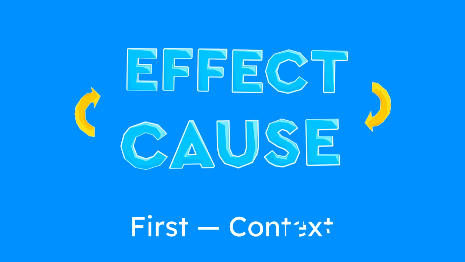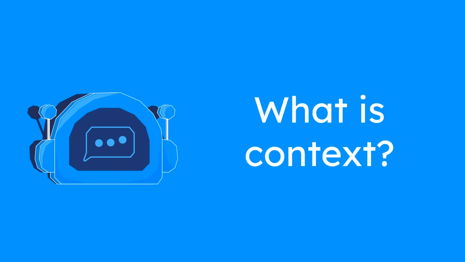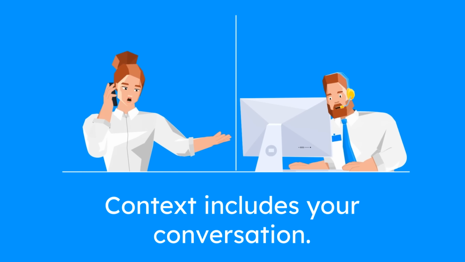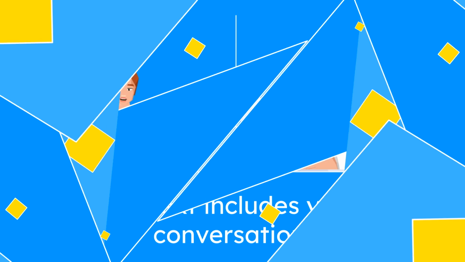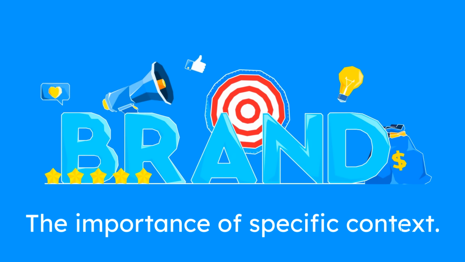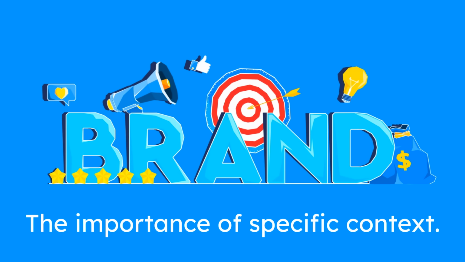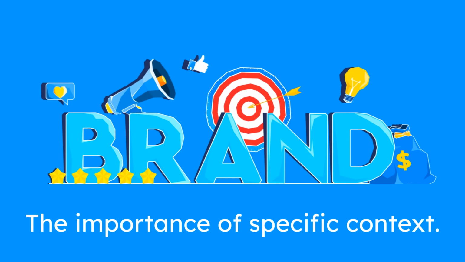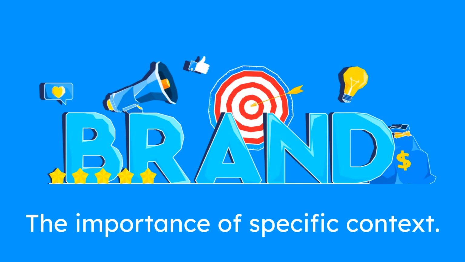First, context. Think of context as the world the AI lives in. It includes everything you've said in the conversation, plus how you phrase your new request. If you say, "Write about marketing," the AI has no idea what kind of marketing you mean. Online, email, or maybe billboard ads.